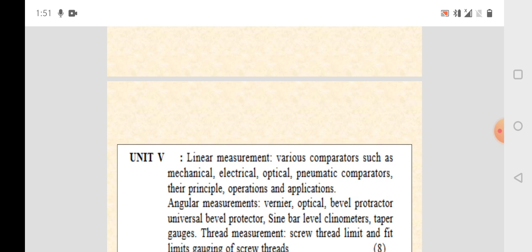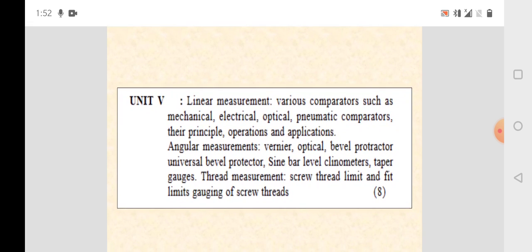The advantage of a comparator is that the skill required is very little, because it is just to check the difference between the basic size and the dimension of that part. There are 4-5 types of comparators we are going to see in our syllabus. First is the mechanical comparator, then the electrical comparator, and the optical comparator. Optical comparators are always in combination with mechanical.